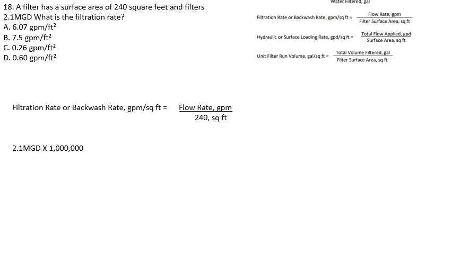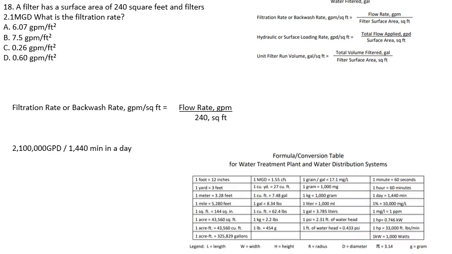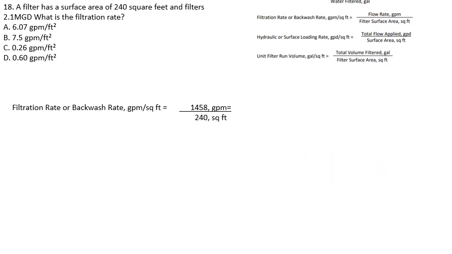2.1 million gallons a day, a million, to 2,100,000 gallons per day. And when you go to your conversion sheets, 1 day is equal to 1,440 minutes. Gives you 1,458 gallons per minute divided by 240 square feet, which is going to give you the answer of 6.07 gallons per minute per square feet.